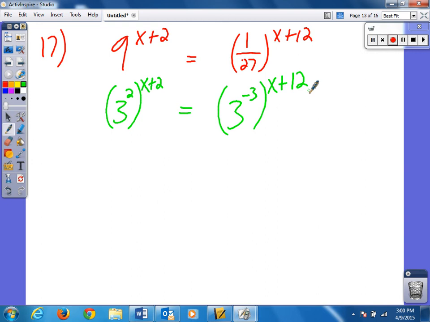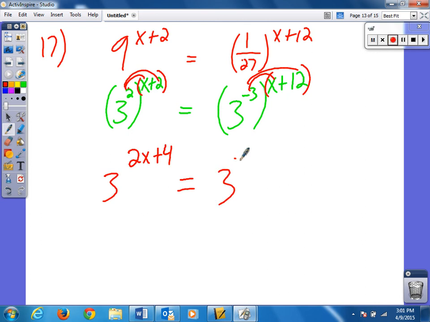And then we can use our exponent rules here. So we take 2 and multiply it by x plus 2. Make sure to distribute. We get 2x plus 4 as the exponent. And then on the right side, again, distribute the negative 3. And we get 3 raised to the negative 3x minus 36.